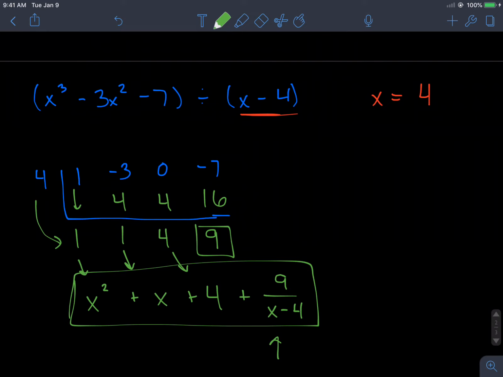But the more important thing is, since we have this remainder, since it does not divide evenly, that tells us that 4 is not a 0 of that polynomial. And that's what we're going to use going forward. But that's synthetic division, which could also be called and used as synthetic substitution.